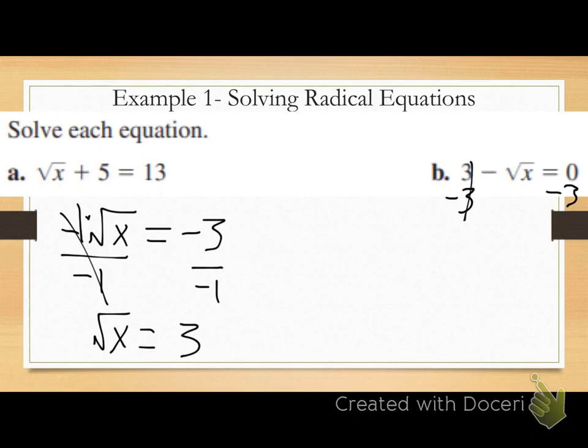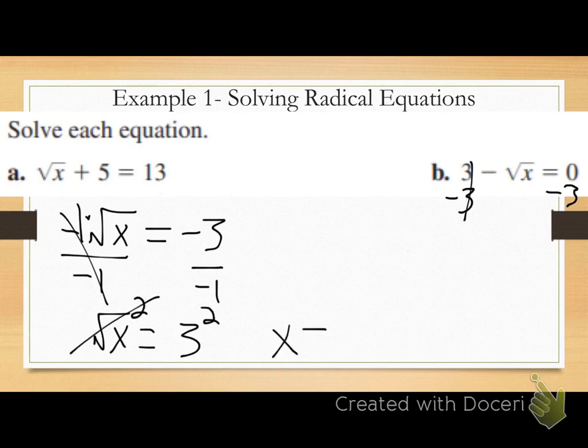Yeah, it is. Nothing's being added to it, subtracted from it, multiplied by it, or divided by it, right? Now that the radical expression's by itself, how do I get rid of the radical? Got to square it. When I square one side, I got to do what to the other? Square it as well. The square will cancel out the square root.